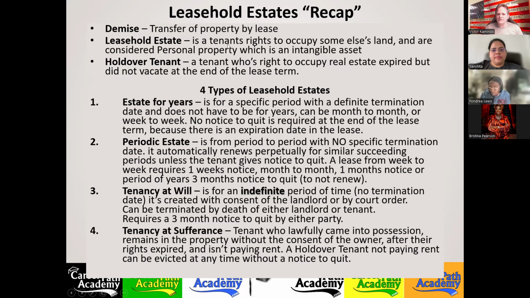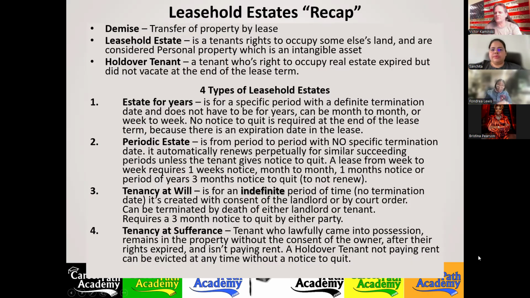Leasehold estate is a tenant's rights to occupy someone else's land for a period of time. It's considered personal property, which is an intangible asset. A holdover tenant is a tenant whose rights to occupy real estate expired, but did not vacate at the end of the term, whether they're paying rent or not. That's what a holdover tenant's defined as.